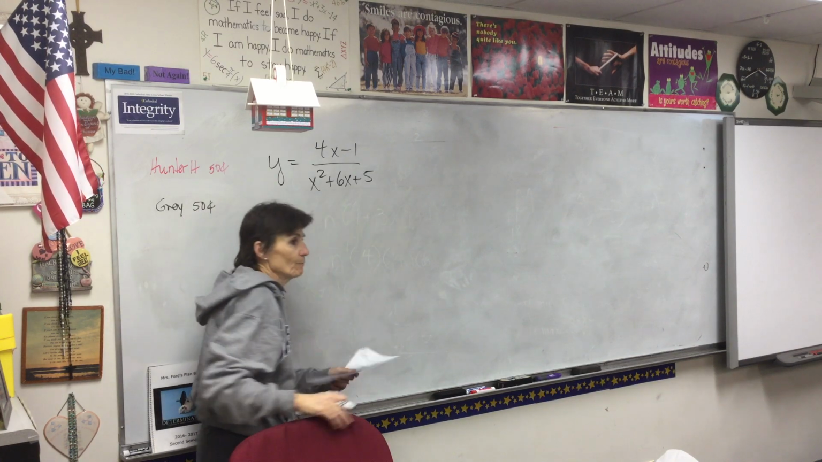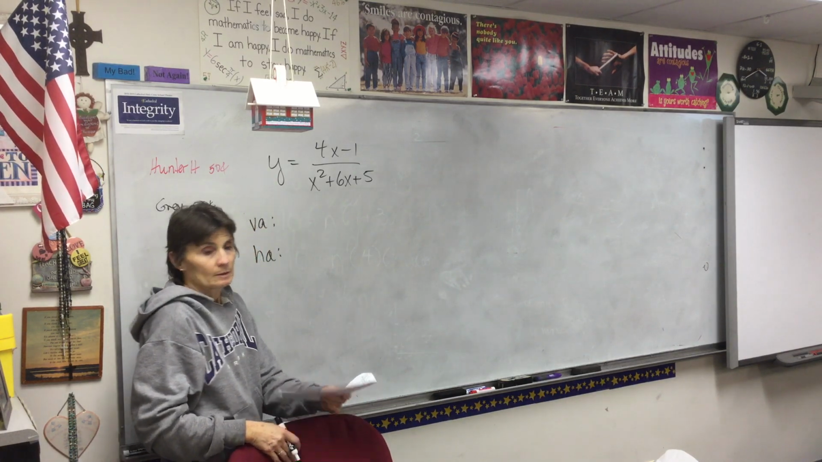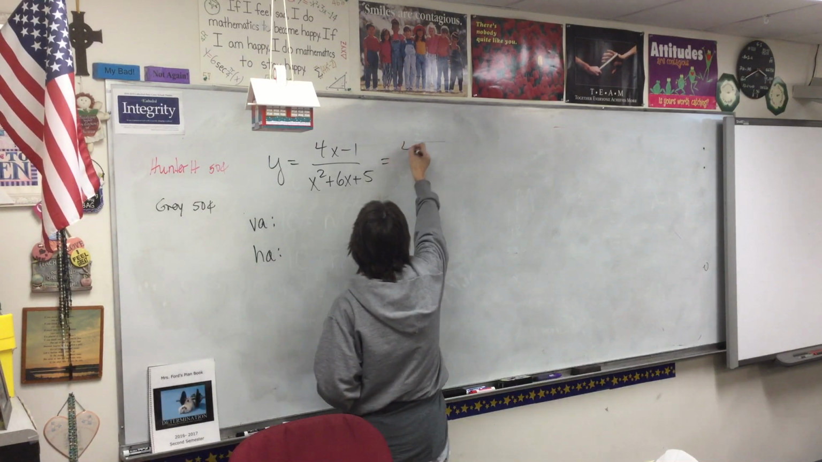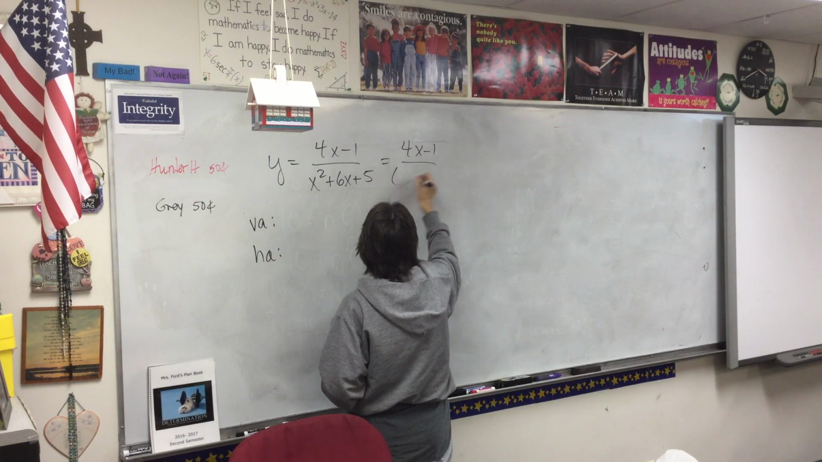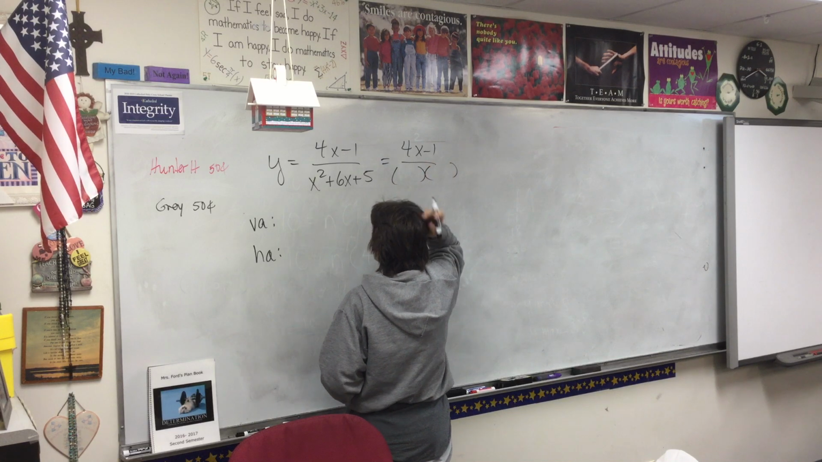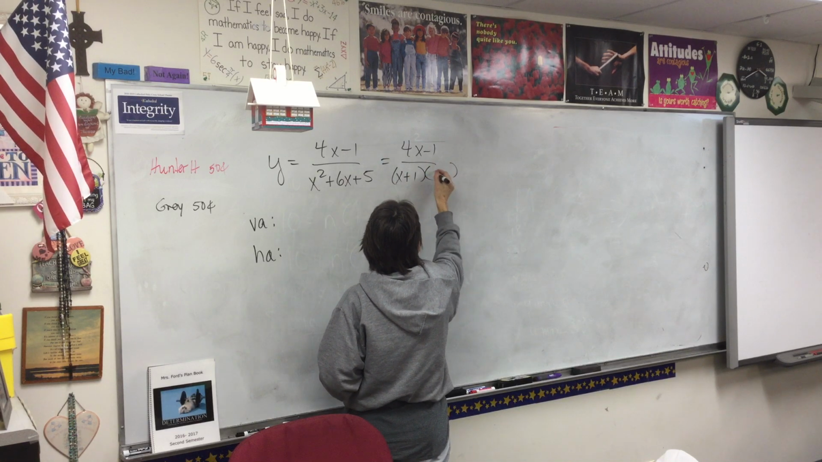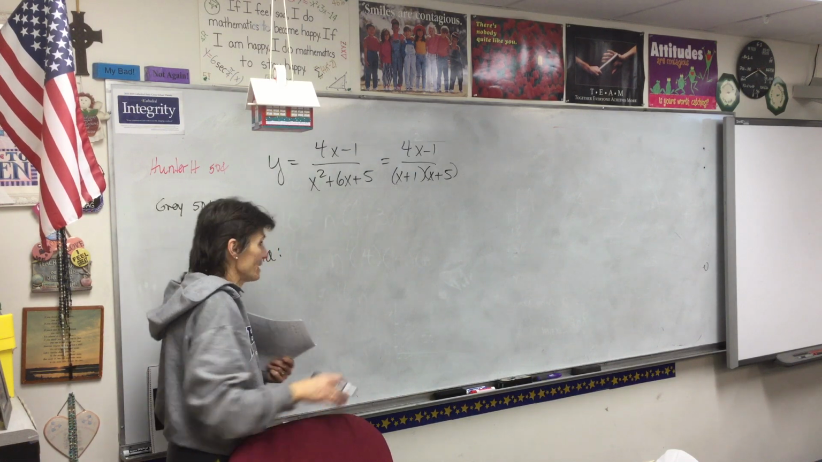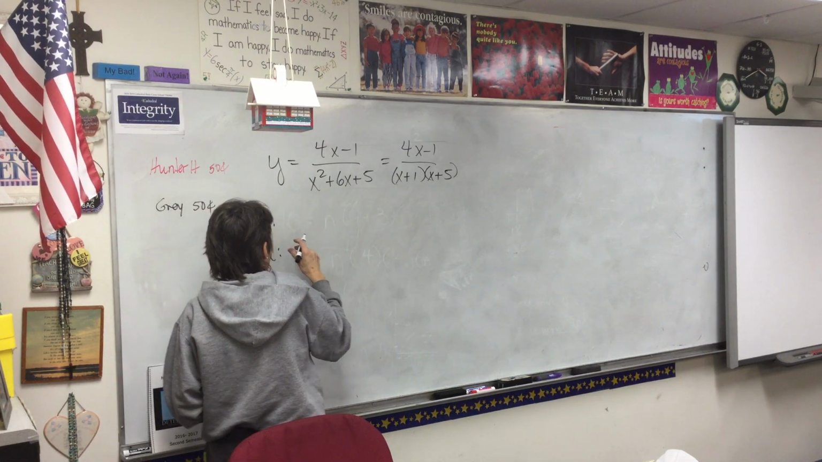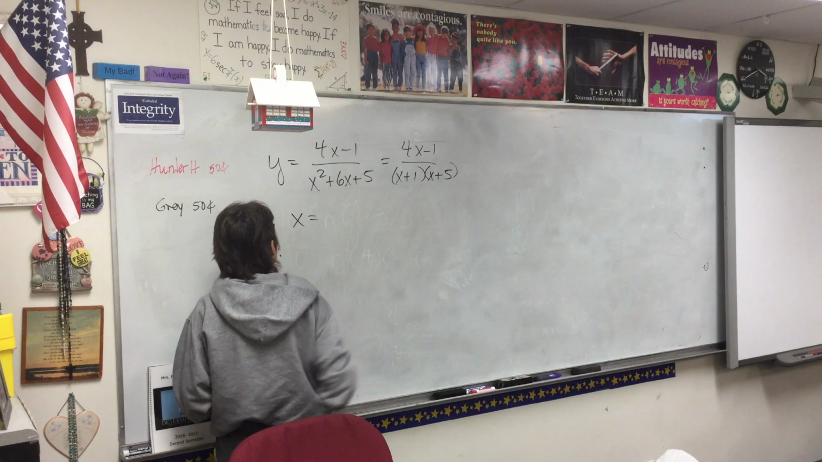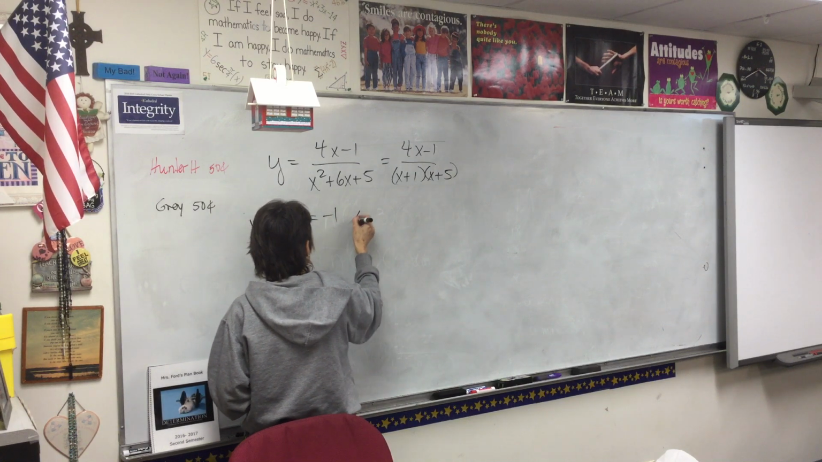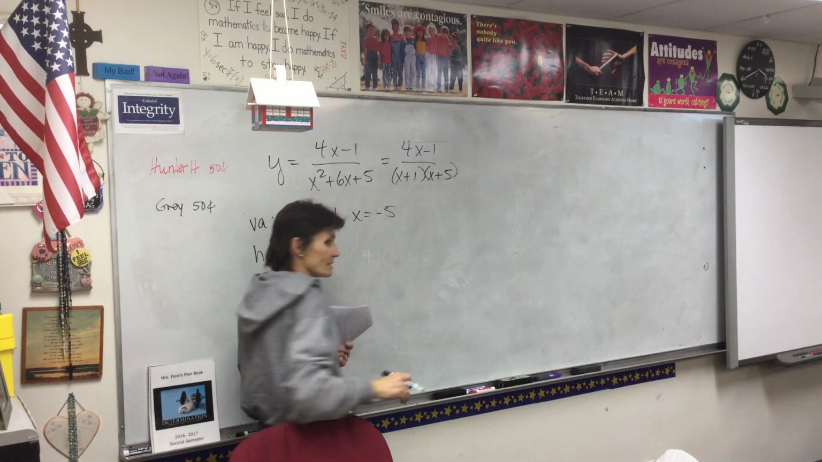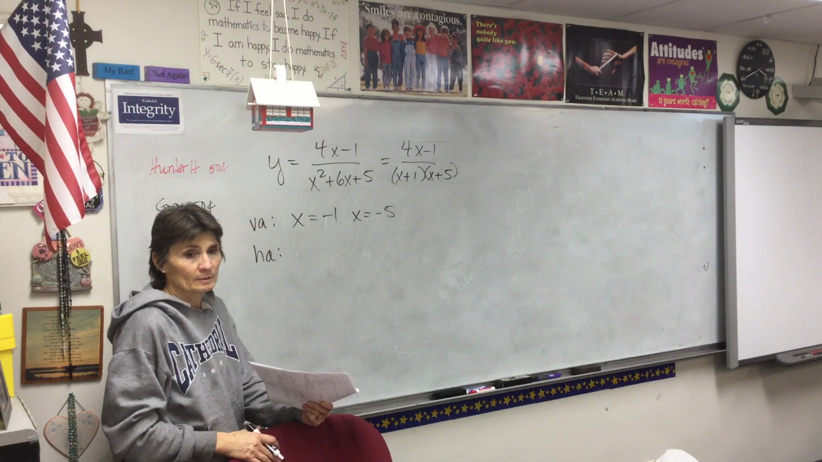So what am I going to do? You factor out the bottom. I factor out the bottom. Very good, Maddie. And Maddie, how does the bottom factor? X plus 1, X plus 5. Perfect. What does that tell me? My vertical asymptotes are where x equals -1 and x equals -5.